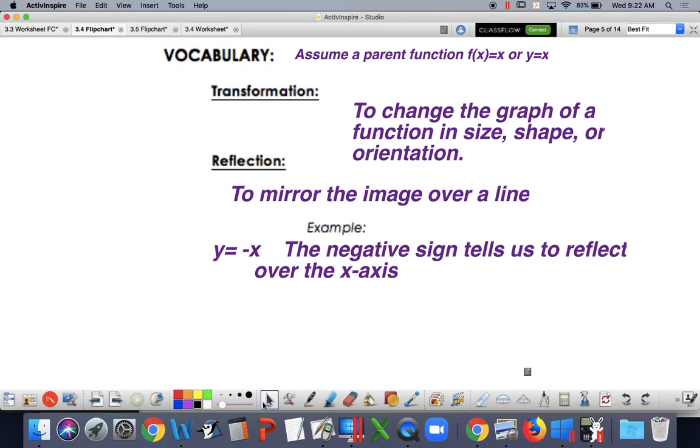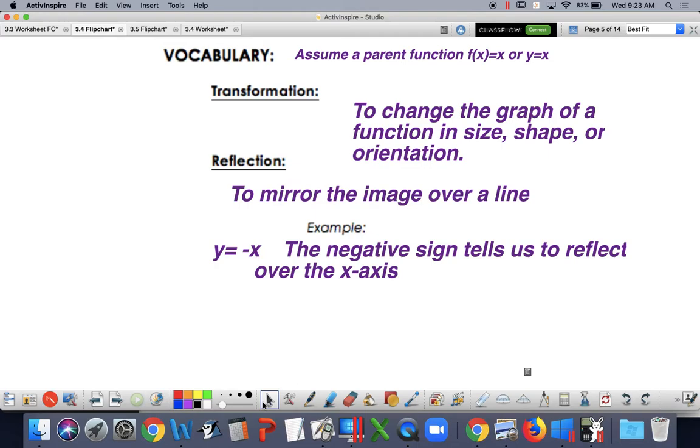A reflection is to mirror the image over a line. And what I do is I put a negative sign. If I have a negative at the very beginning of my function, that tells me to reflect over the x-axis.